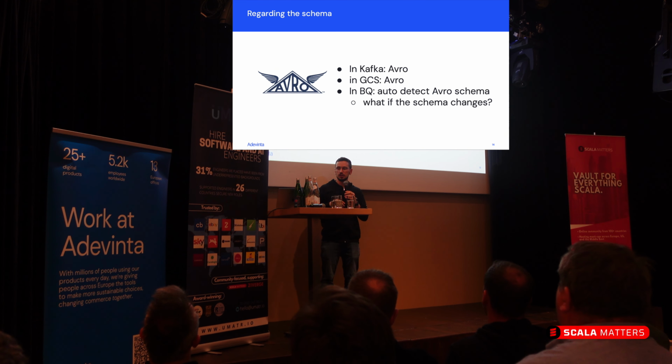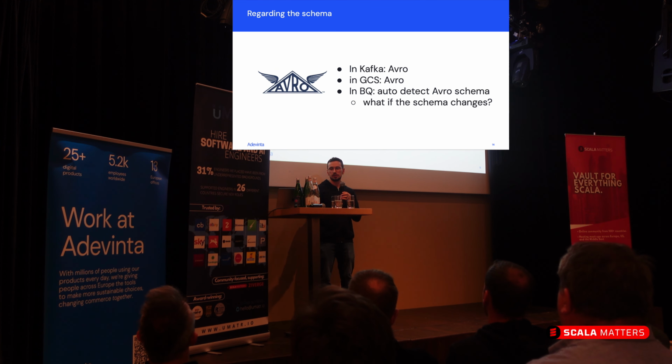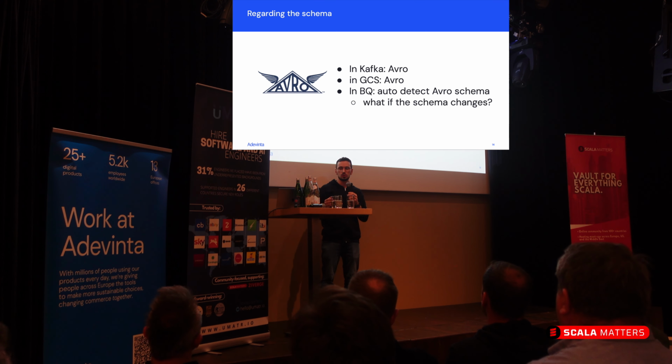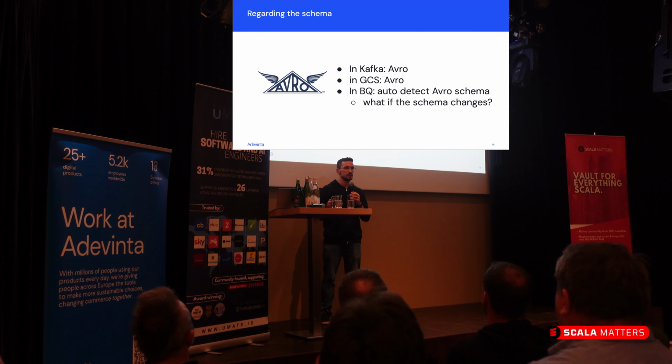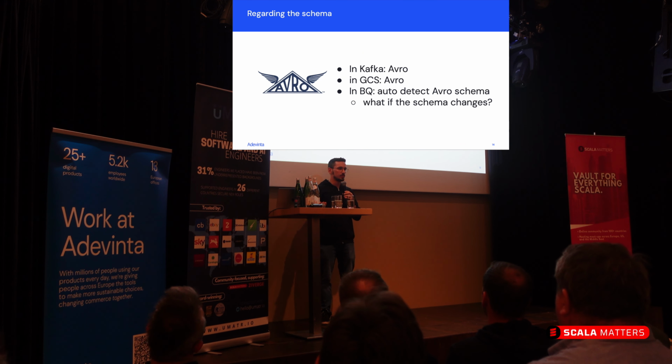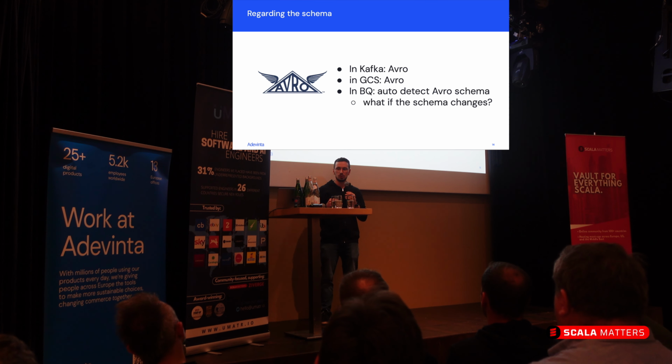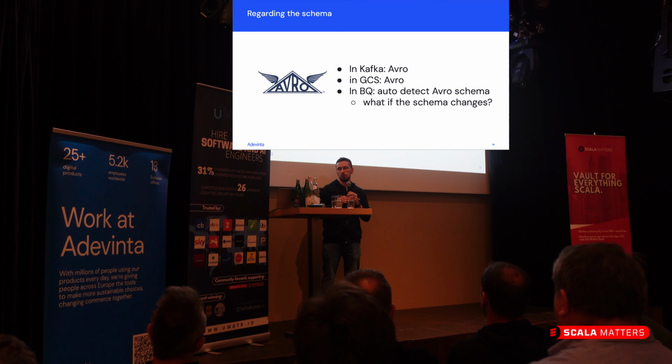Some words regarding the schema. We use Avro everywhere: in Kafka, in GCS, and we also load Avro files in BigQuery, which automatically auto-detects the schema. What if a schema changes? This can be a problem, but if the changes are done in a back-compatible way, then BigQuery also doesn't care, and we change our events a lot, but always in a back-compatible way, so we are good in this case.